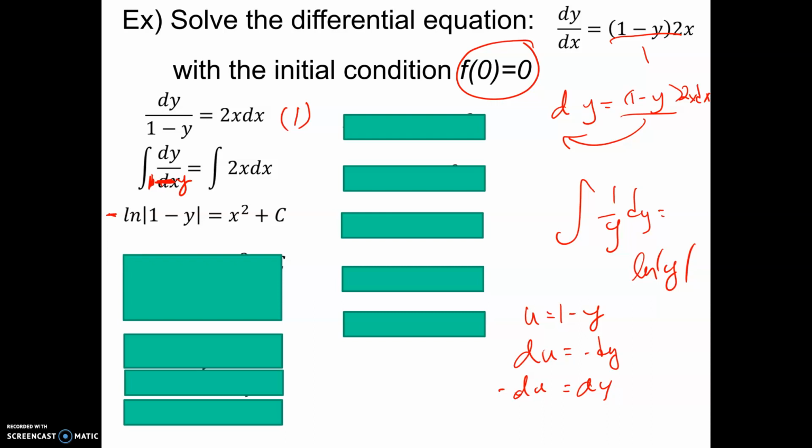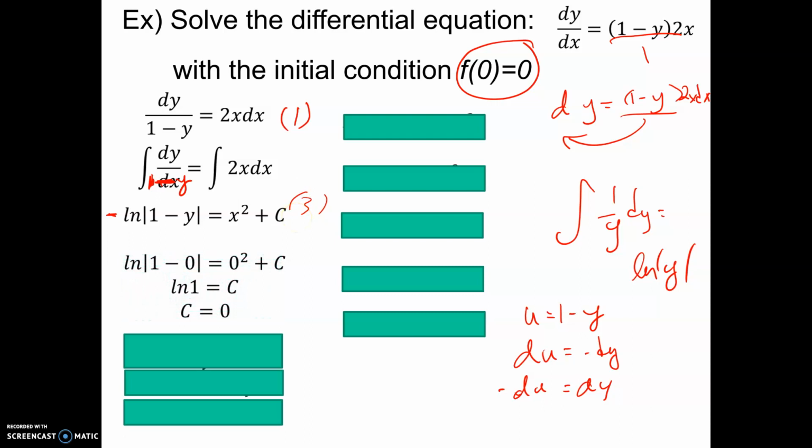Now I'm going to use my initial condition. So I got 3 points here, 1 for the antiderivative on the left, 1 for the antiderivative on the right, and 1 for writing the constant of integration. So I already have 4 points total. I'm going to put my negative sign here.